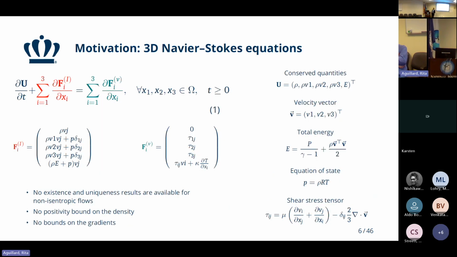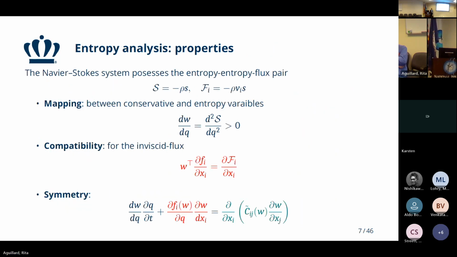So let's look at the Navier-Stokes equations. The main thing that I want to mention here is that we are not able to get a positivity bound on density because of the hyperbolic continuity equation. We also don't have existence and uniqueness results for non-isentropic flows, and we don't have bounds on the gradients. So let's first do the entropy analysis and see how the positivity plays in later on.